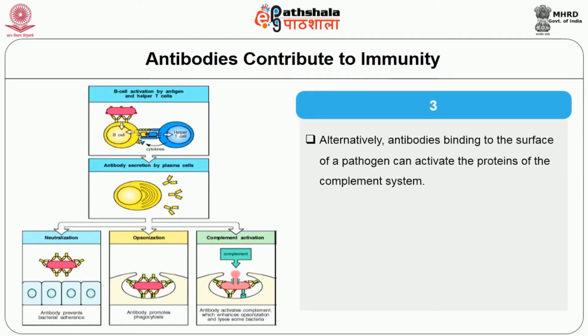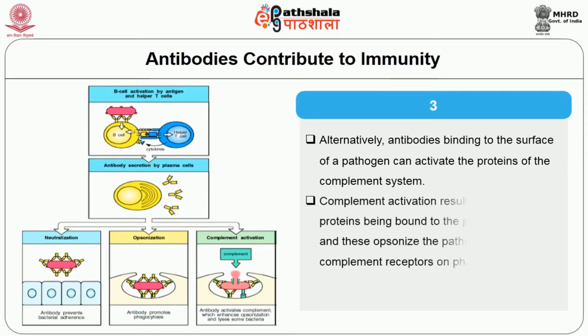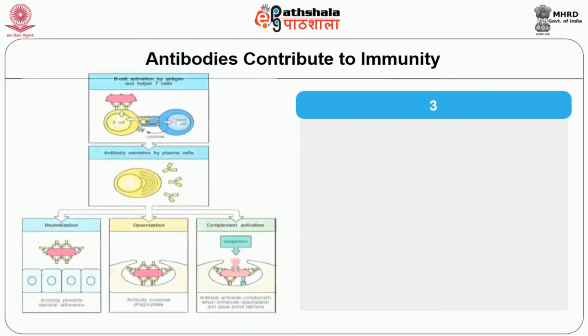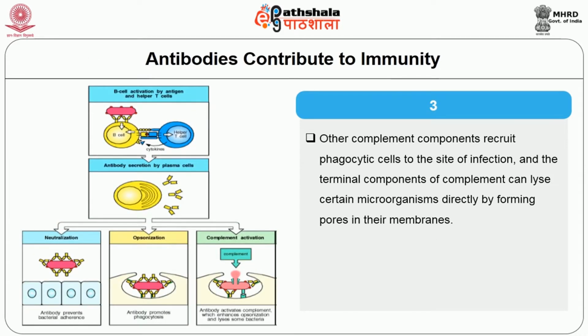But there is a third way. Alternatively, the antibodies can bind to the surface of the pathogen, which activates the proteins of the complement system. Complement activation results in the binding of the complement proteins to the pathogen surface, and these opsonize the pathogen by binding complement receptors on phagocytes. Other complement components recruit the phagocytic cells to the site of infection, and the terminal component of the complement can lyse certain microorganisms directly by forming pores in their membranes.